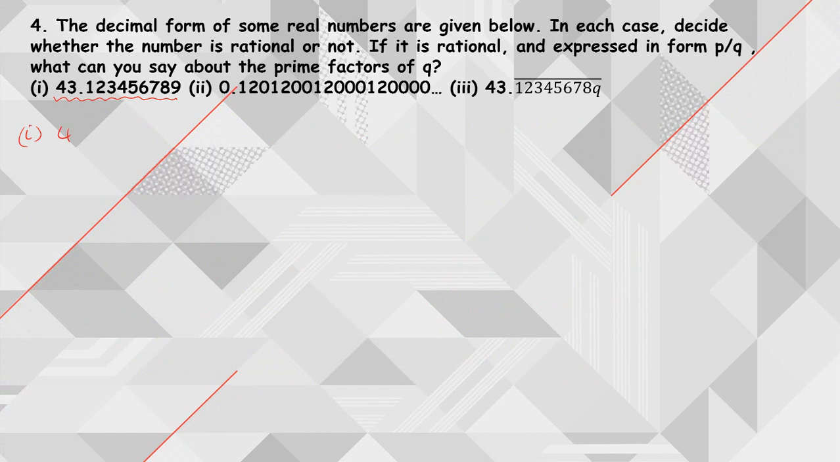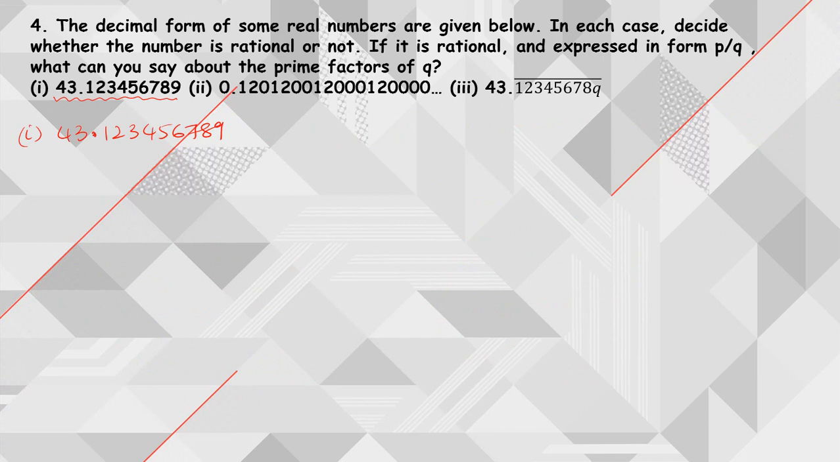If you observe this, 43.123456789, after the decimal point we have 9 digits. That is nothing but 9 decimal places, and it stops. That means clearly it is a terminating decimal.